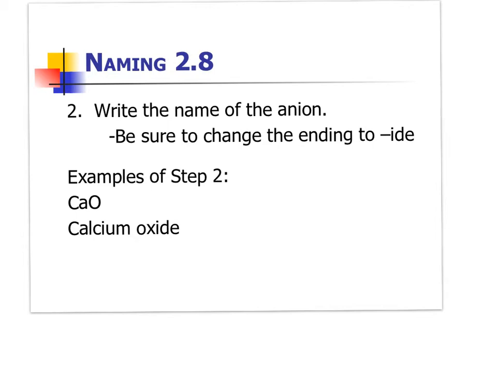Oxide is not a polyatomic ion. There you go. If your anion is a polyatomic ion, you do not write -ide. You need to keep that there. So if your anion is a polyatomic, don't change the ending to -ide.